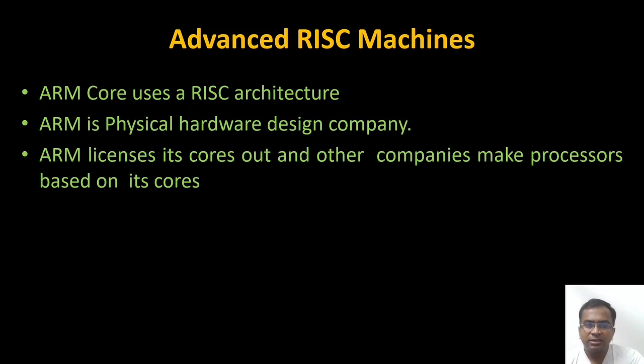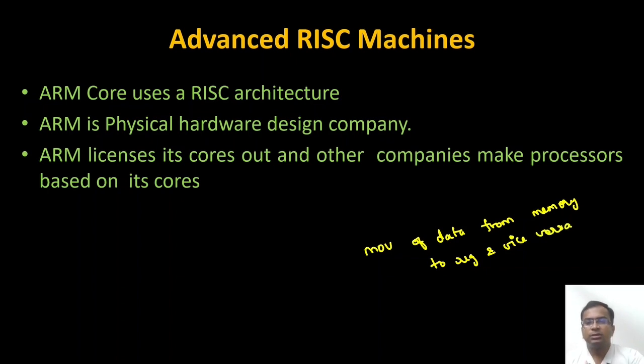It is going to be a RISC architecture, reduced instruction set computing. Why is it reduced instruction set computing? There are very few instructions for movement of data from memory to registers and vice versa, which means there are only a few instructions for movement of data from memory to register or register to memory. Every operation we have to make with respect to registers only.